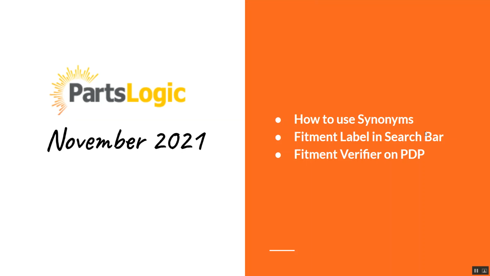So I'm going to cover here a couple of features that are new to PartsLogic, plus a brand new component that we're going to introduce called the fitment verifier. So without further ado, I'd love to get started. Again, we're going to cover a few things. We're going to cover how to use synonyms. I'm going to show you the fitment label in the search bar, which is a really cool little feature. And I'm going to talk about the fitment verifier that can be put on a product detail page.